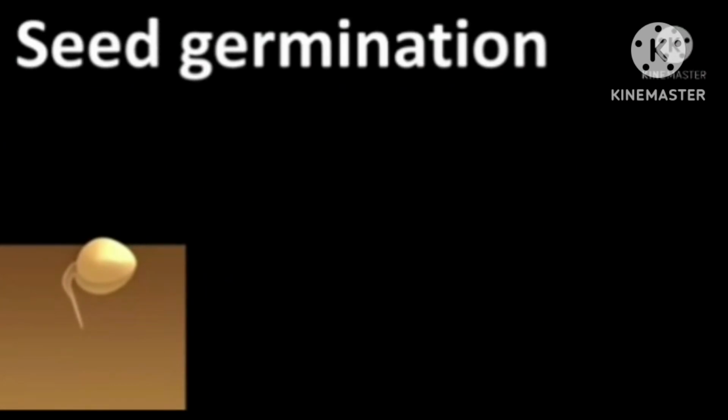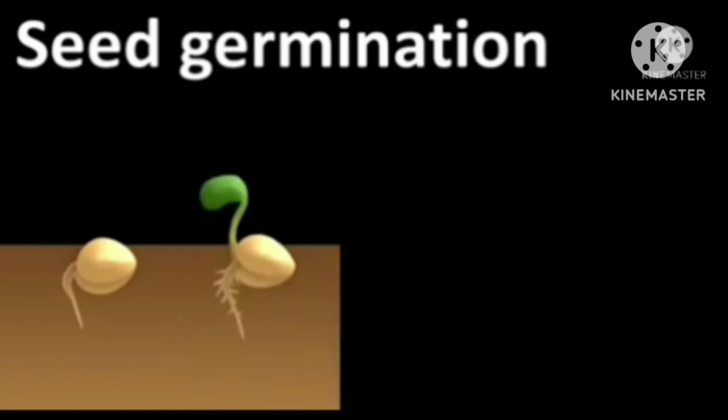Seed germination you can see here. Suppose you take a seed and sow it in the soil, after a few days the sprout will come out. That is the radicle, the baby root, which will start growing and come out. How can it come out? Because the seed leaves will be providing food to the embryo and the tiny hole will be providing water, and slowly the shoot will come out.